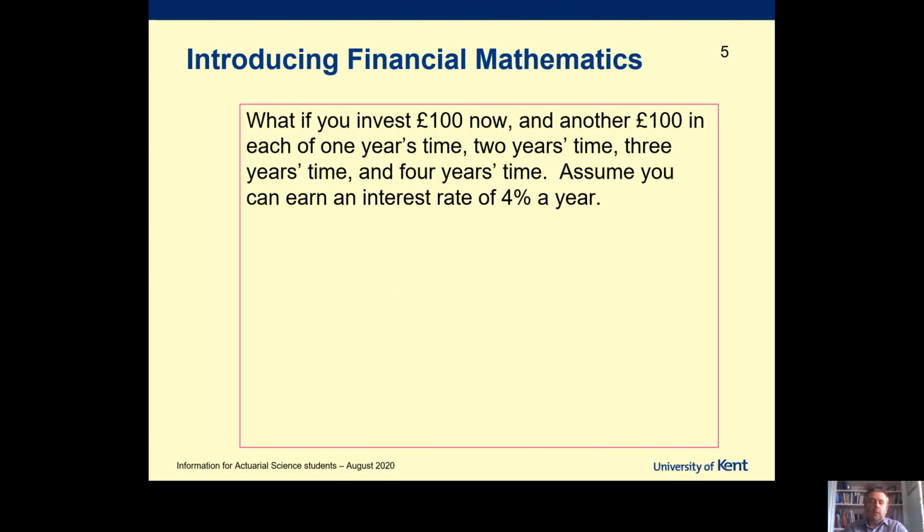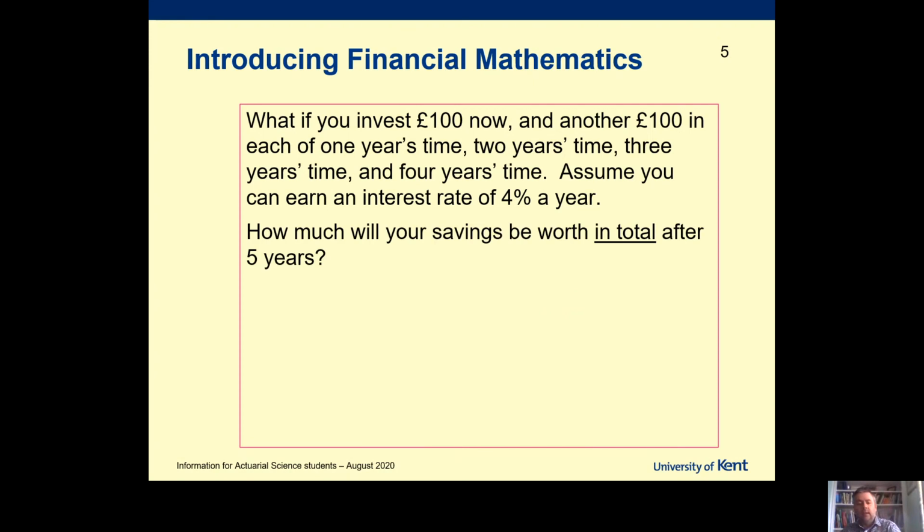So let's look now, rather than one investment that we're making immediately, we're going to make an investment each year. We'll make an investment now, another £100 in a year's time, 2 years' time, 3 years' time, and 4 years' time. So we're going to make a total of 5 payments. And again, we'll assume a 4% investment return. So question, how much will we have in total after 5 years? Again, you might like to just pause the video, have a think about that, and work out what you think the answer should be, or how to get to the answer.